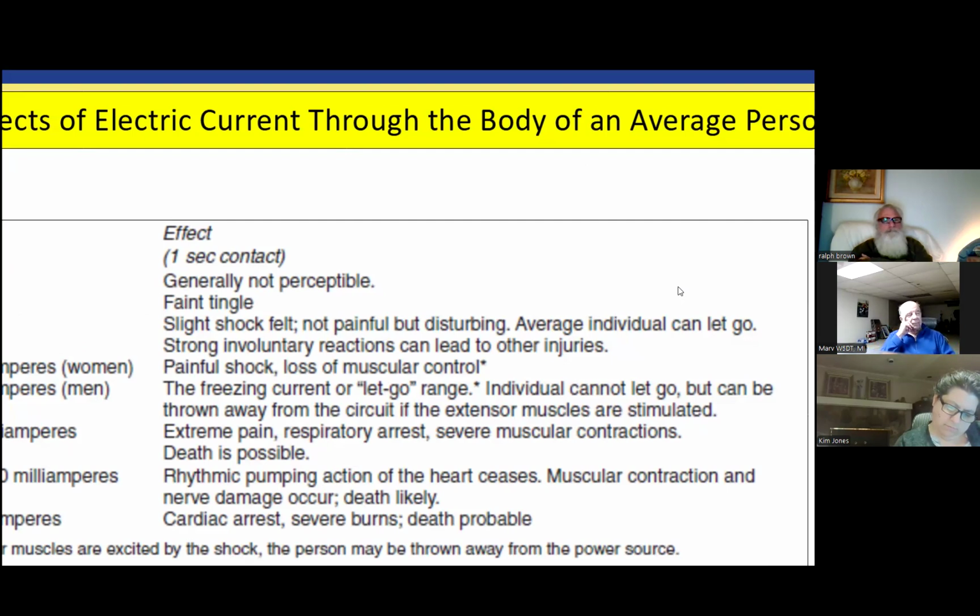Here's a chart of voltages and currents. It's current that does it, and up to 5 milliamps there isn't too much trouble, but after that it's going to be painful and possibly deadly. So it's something you've got to really be careful of.